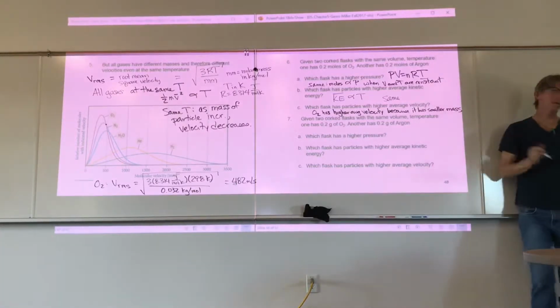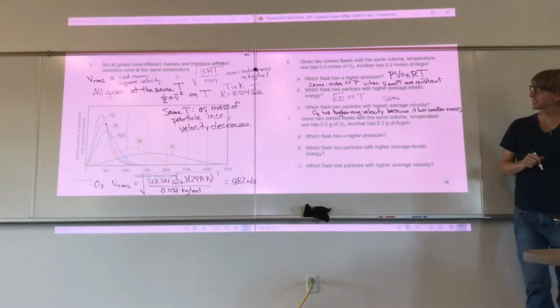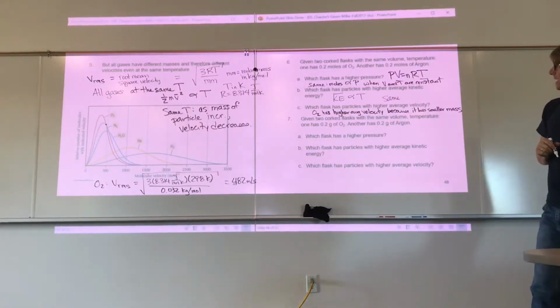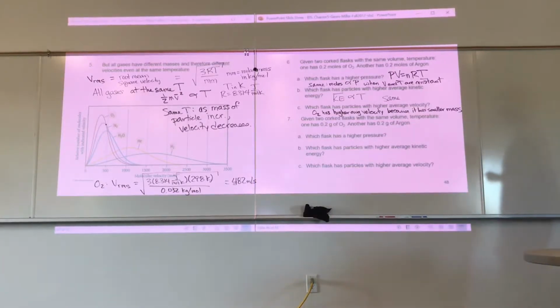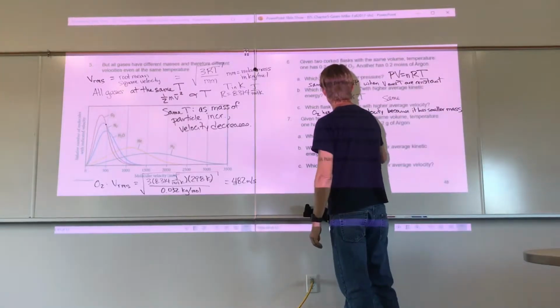Any question about problem number 6 here? And let's move on to problem number 7. Given two corked flasks with the same volume and temperature, one has 0.2 grams of oxygen, another has 0.2 grams of argon. Now, which flask has a higher pressure? Argon has more moles per gram. Well, let's see. So we come back to this.